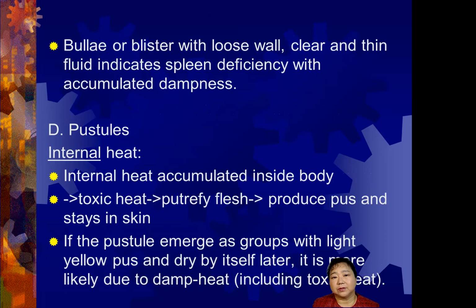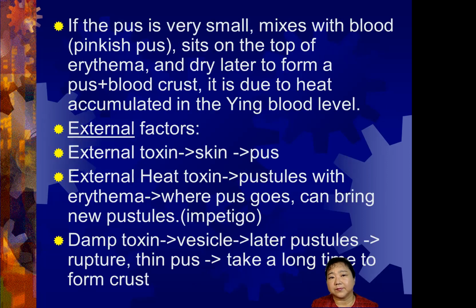Now, pustules. Pustules often show internal heat. Internal heat accumulated inside the body can produce toxic heat. Toxic heat putrefies flesh, produces pus, and stays in the skin. If pustules emerge as a group with light yellow pus and dry by themselves later, it is more likely due to damp heat, including toxic heat.